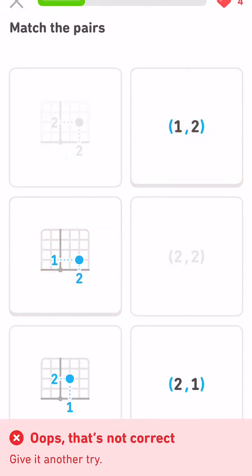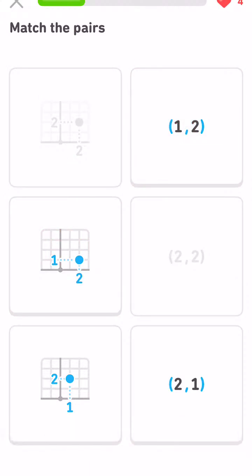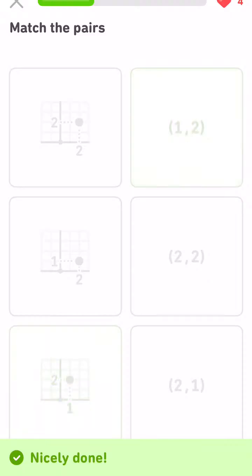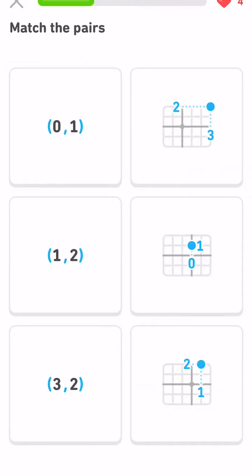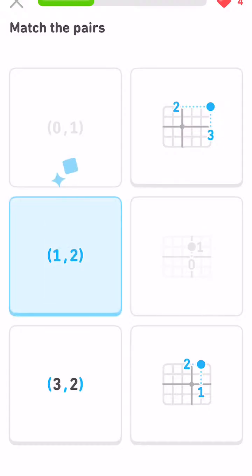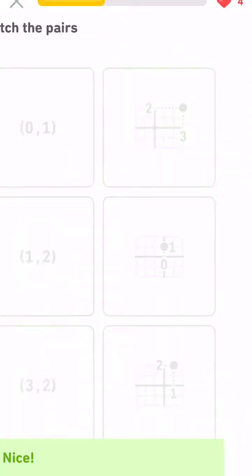Oh, hold on now. Oh, well, this is important. We do need to pay attention to the X and Y coordinates. So X is 2 and Y is 1. X is 1 and Y is 2. So we do have to be mindful of that. So we have 0, 1, 1, 2, and 3, 2.